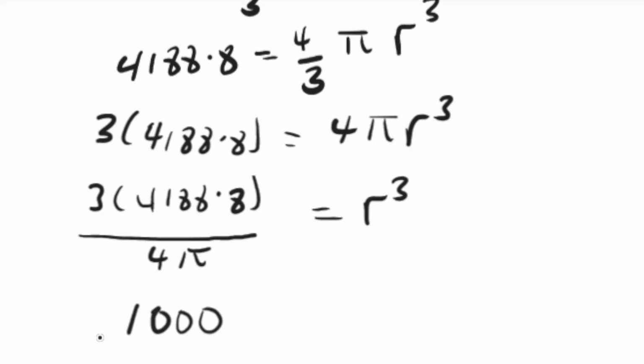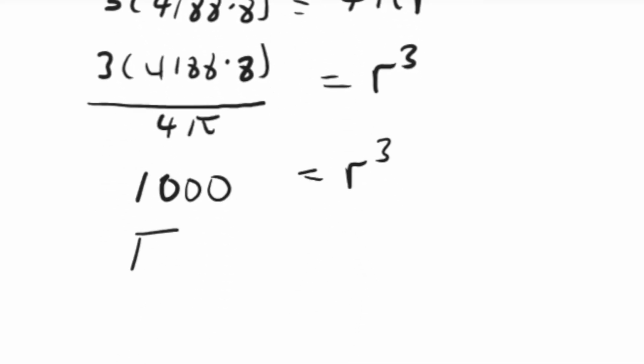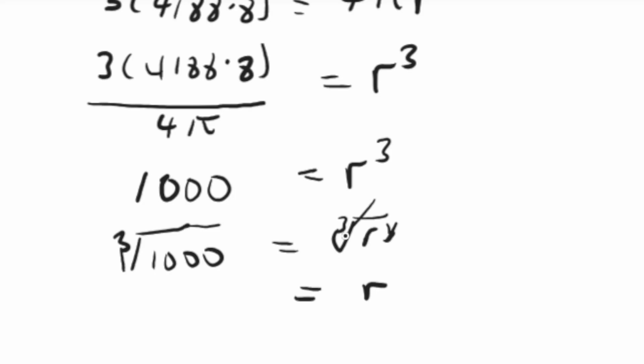Put it in the calculator, you're going to get 1000 is equal to r cubed. So what you do is you cube root everything to get your r. So cube root of 1000 is equal to cube root of r cubed. So your r is going to give you the cube root of 1000. That will give you approximately 10. So your r is approximately 10. So that is your r.